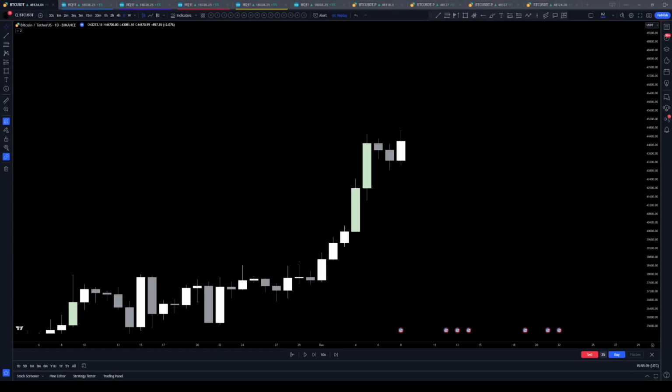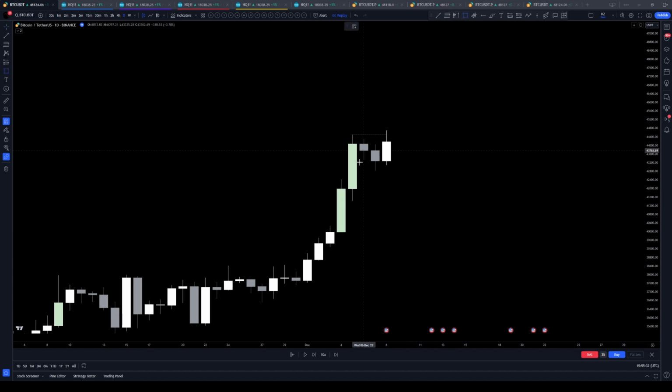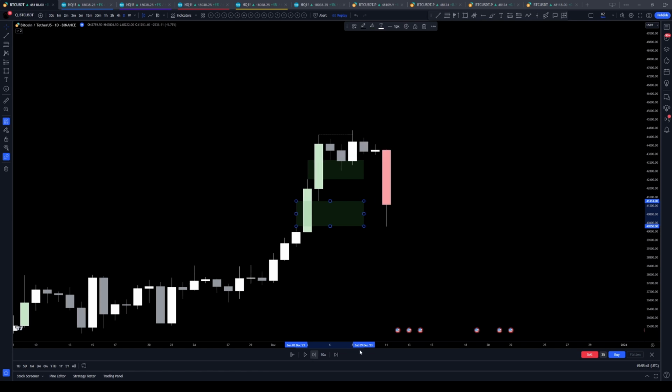So just to conclude this section, I've already showed you the rotation from internal liquidity to external liquidity, but what about the other way around? So we can have external liquidity to internal liquidity. And Bitcoin actually has a lot of really great examples of this. You can see right here, we've taken out this high, so we've taken out that external liquidity. So the natural draw on liquidity now is going to be this internal here and this internal here. And as you can see, if we play price forward, that was where price gravitated to.